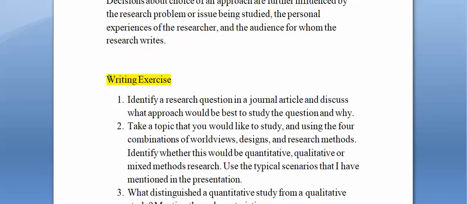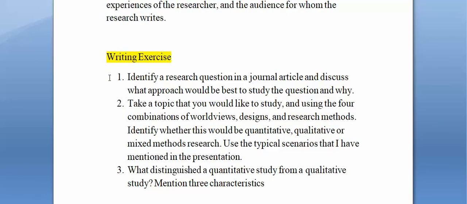Okay, writing exercises you can practice in order to develop your research skills. Number one, identify a research question in a journal article and discuss what approach would be best to study the question and why. And I give you many articles. You can read any one of these articles in pragmatics, sociolinguistics, in any field in linguistics, and try to find the research question and what approach would be best to study this question and why. So this practice or exercise is important.